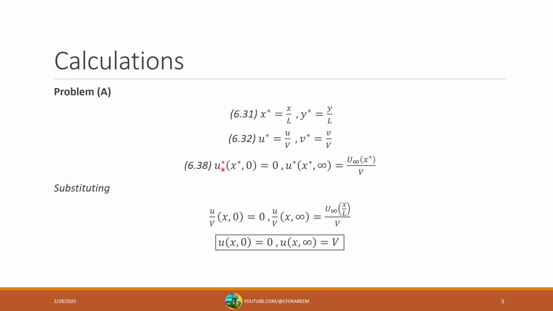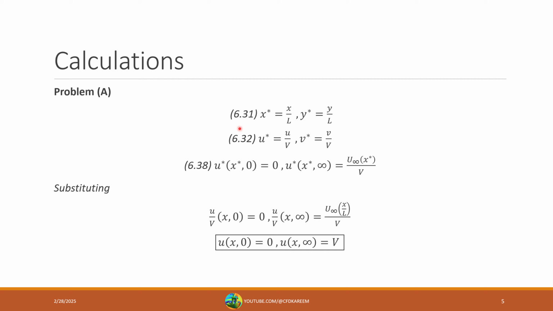So we can say u star at x star and 0 is going to be equal to 0. So this is along the wall. The velocity is going to be 0, also known as a no slip condition. And then for u star at x star equals infinity, so in the free stream, it's going to be the free stream velocity, u infinity over V.